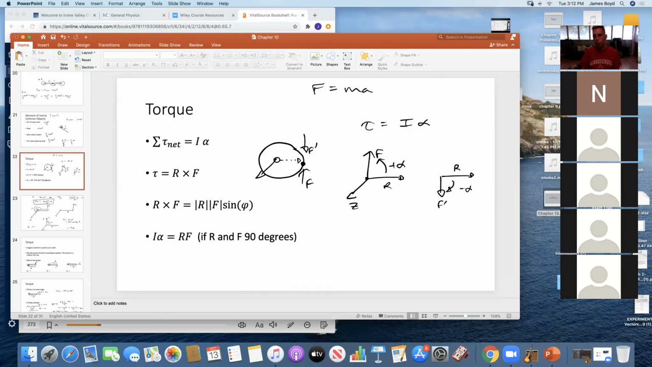You could also write positive omega, negative omega, whatever you want. Cross products though, you turn R to F. You either draw them or you write them. I'm not going to write them again. This is sufficient for what we need. It's RF sine of phi, where phi is the angle between R and F. In general, about half the torques we have are going to be at 90 degrees. So I alpha is going to be RF. We're going to have one torque and we're going to get RF.